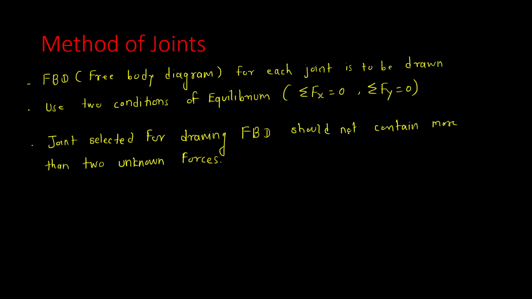As there are maximum two unknowns, hence we are having two equations, or we can say as we are having only two equations, we can find out only two unknowns. If more than two unknowns are present, then we won't be able to find out the forces.